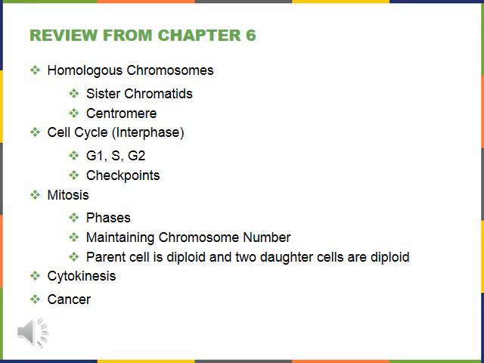Homologous chromosomes are two chromosomes that look alike. They have the same length and shape. They have the same genes in the same location on each of them. And remember, homo means the same, so homologous is the same chromosomes here.